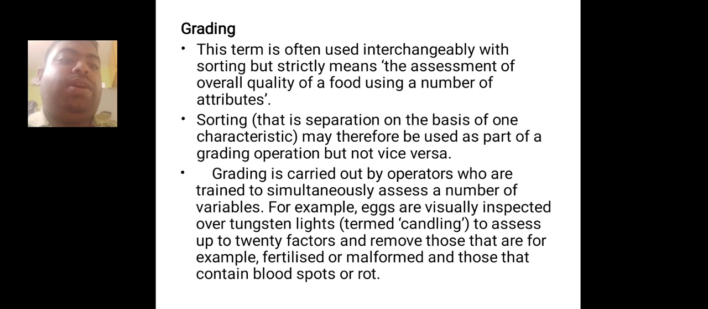Grading is carried out by operators who are trained to simultaneously assess a number of variables. For example, eggs are visually inspected over tungsten lights, called candling, to assess up to 20 factors and remove those that are, for example, fertilized or malformed, and those that contain blood spots or rot. This is grading.